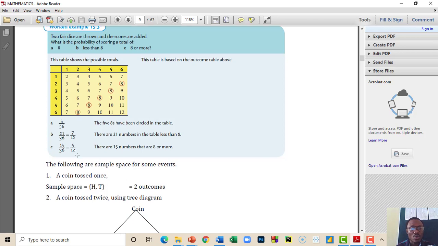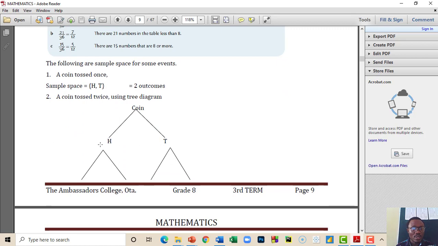Now the next one, 8 or more, means 8 and above. How many numbers of 8 do we have here? It's 5. Then we'll add up all those numbers too. So 8 or more means we'll add from 9, 10, 11, and 12 too. So we have 5, 8 there. So this is 6, 7, 8, 9, 10, 11, 12, 13, 14, 15. So 15 over 36. 3 here, 5, 3 here, 12. We have 5 over 12. I trust we're actually learning.